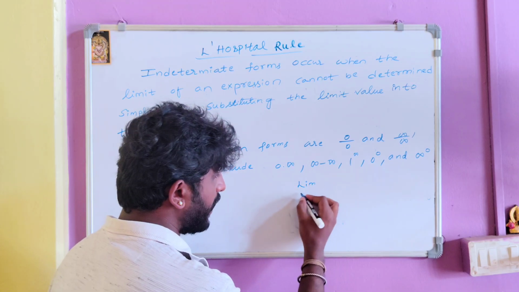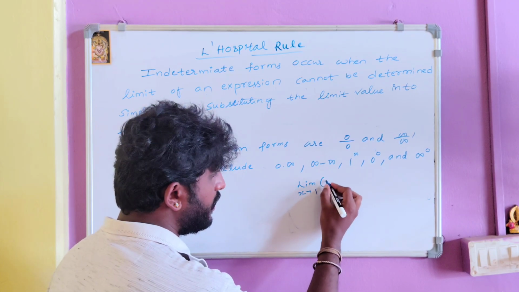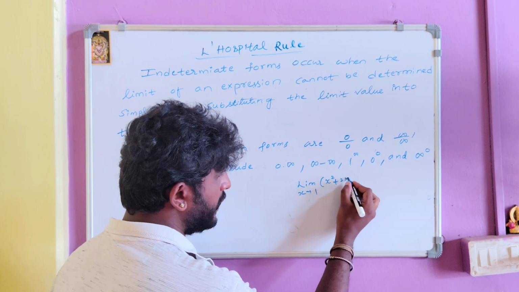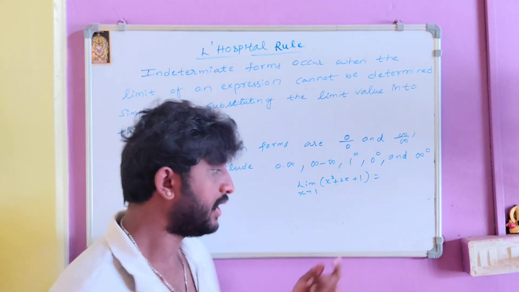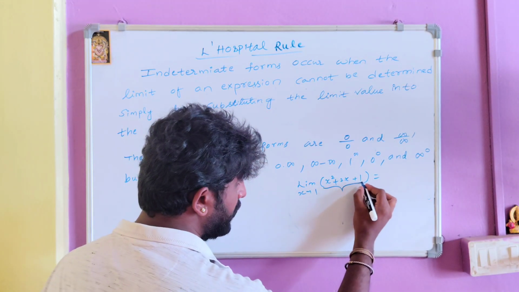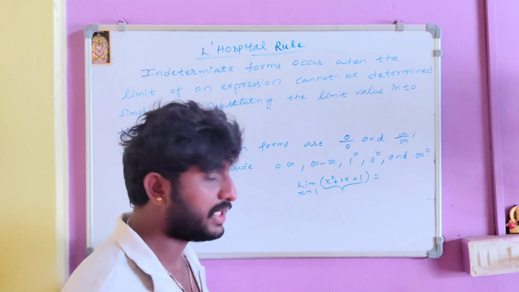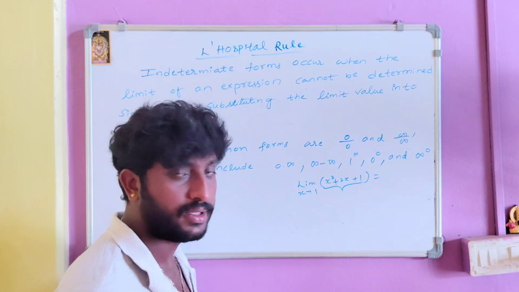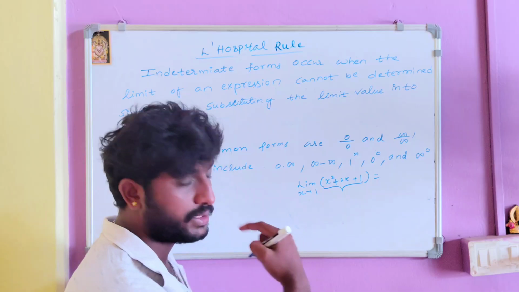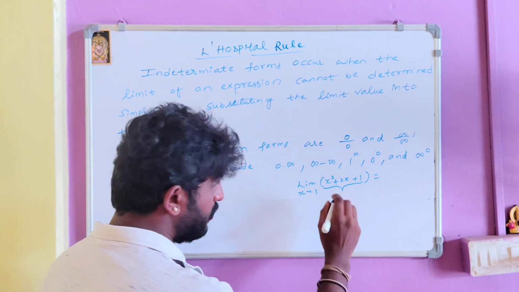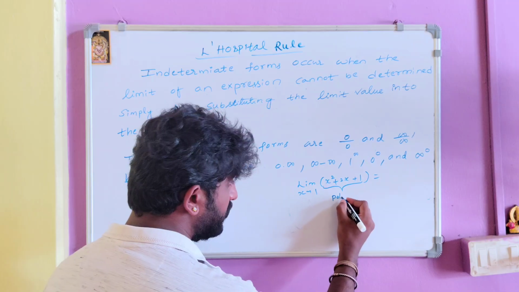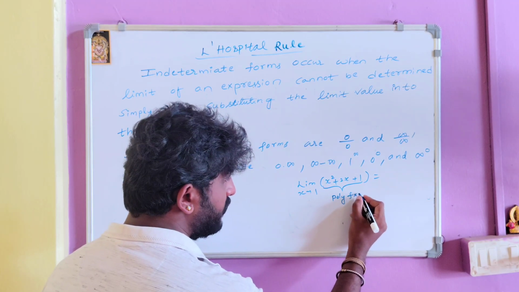Limit x tends to 1, x square plus 2x plus 1. If you observe here, this is the function. Which type of function is it? Second degree polynomial, that means it is a quadratic function. Simply we call this a polynomial function.